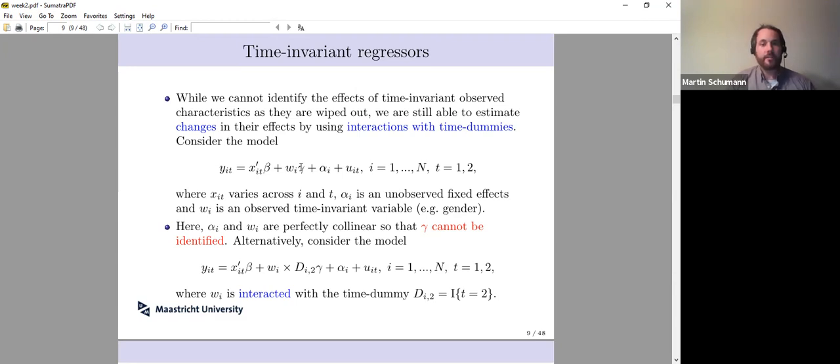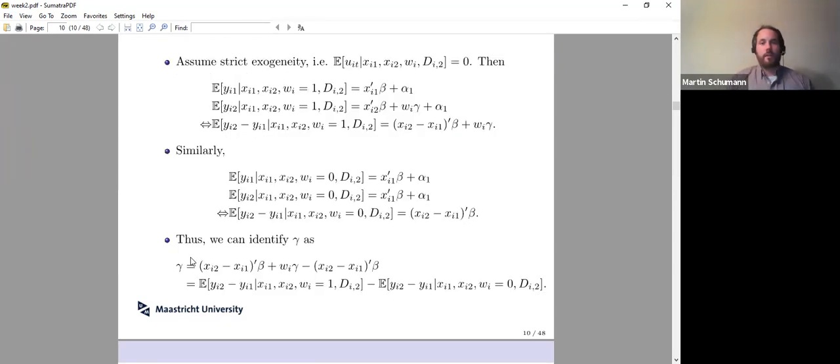Now, as an alternative, as we mentioned before, we can try interacting this WI variable with a time dummy. Here I interacted with the second period, and let's see what that does. So keep that model in mind, the WI is interacted with DI2. Now let's say we have strict exogeneity, everything is perfectly fine, everything is as we would like it to have.